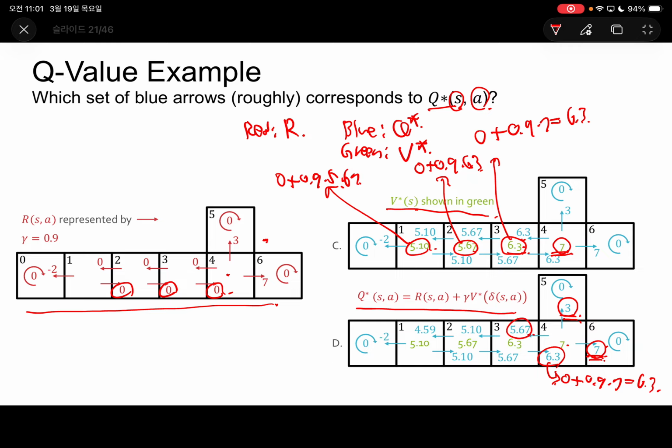And how about this one? This one also 5.67. From state 4 to state 3, it gives us 0 reward, right? So 0 plus, and then what is the optimal Q function for state 3? For state 3, we have multiple actions. We can go right, we can go left, but we know that once we go left, then we will get minimal reward, right? So among possible actions, going left and going right, we need to choose this one.